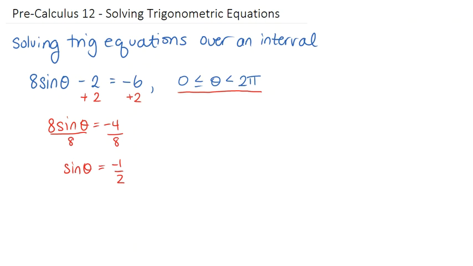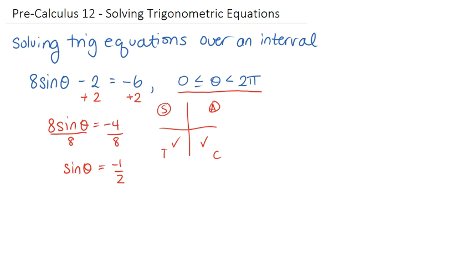Now we've already talked a little bit about how the unit circle works and the different quadrants. If we look at our quadrants, we know that sine is going to be negative in quadrant 3 and quadrant 4, because in quadrants 1 and 2 sine is positive. So we know we should get solutions down here.